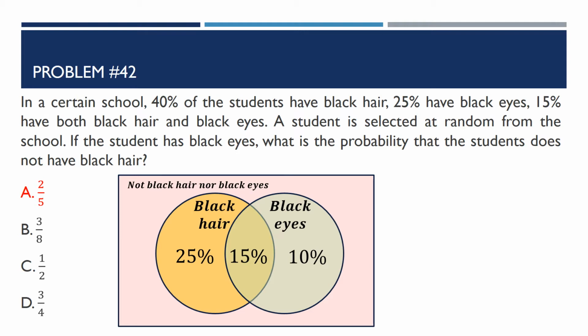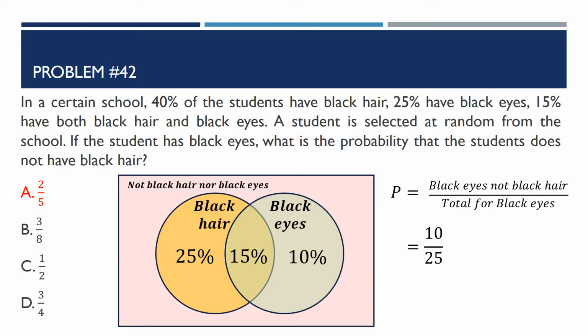To solve for the probability, we include only those students who have black eyes, because it's given that the student has black eyes, so it doesn't involve all students. This is what you call a conditional probability, because there's a given condition that you are choosing from students who have black eyes. The event on top, what we are looking for, are those students who have black eyes but not black hair. And the total will be the students with black eyes.